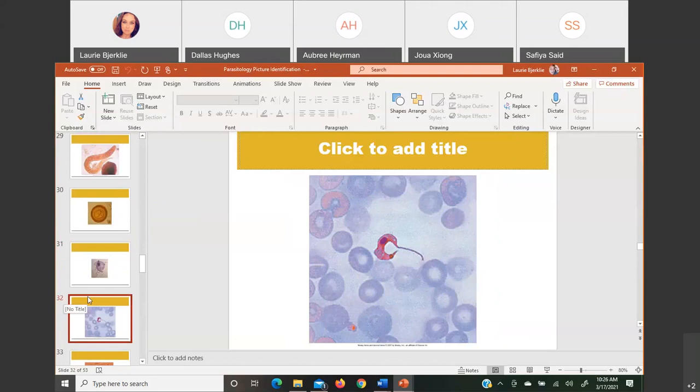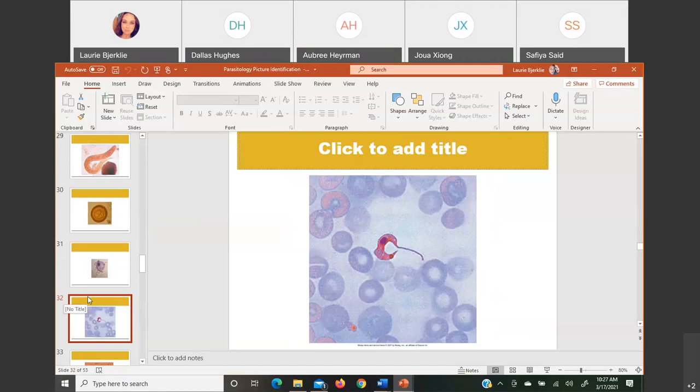Yeah, so this is Trypanosoma. There's a few different Trypanosomas. They look almost identical. This one is supposed to be Trypanosoma cruzi, but the Trypanosoma brucei look pretty much the same. I think they all look like little seahorses. I think they're so cute.